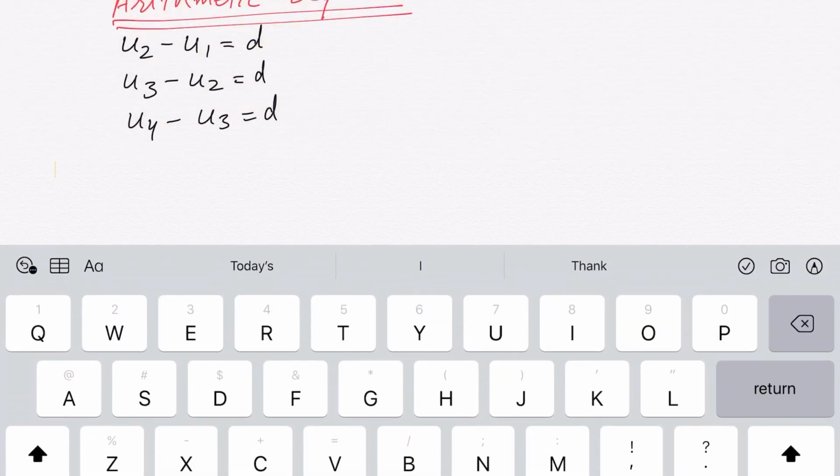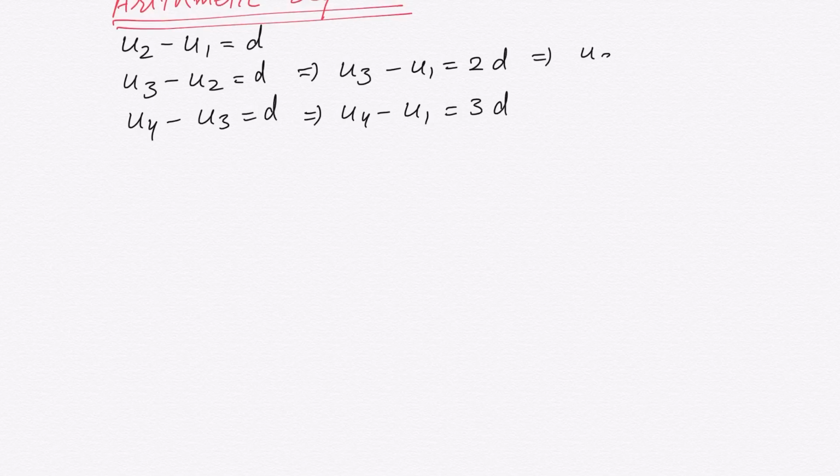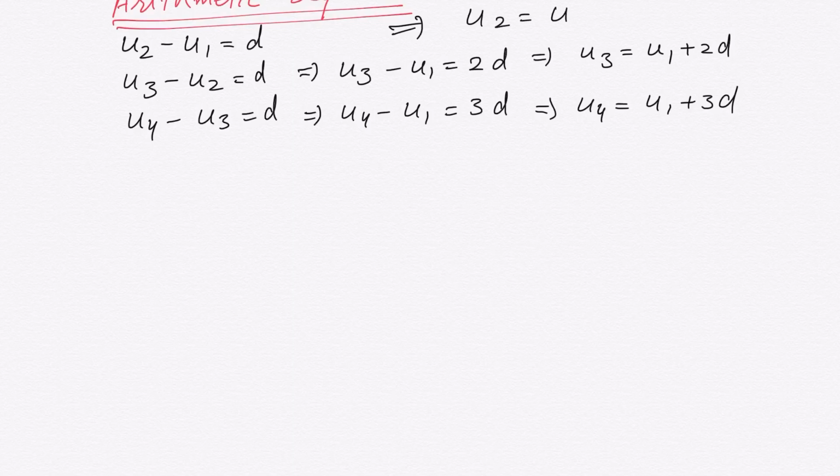Also, if I try to find u3 minus u1, then that gives me 2d, and u4 minus u1 will give me 3d. And if I try to see what u3 is in terms of u1 and d, then what I get is u3 is u1 plus 2d, u4 is u1 plus 3d, and from here u2 is u1 plus d.